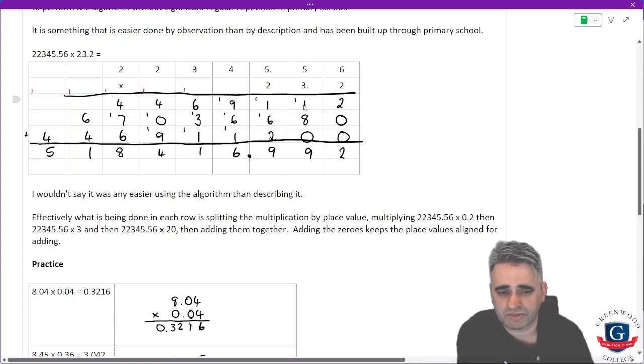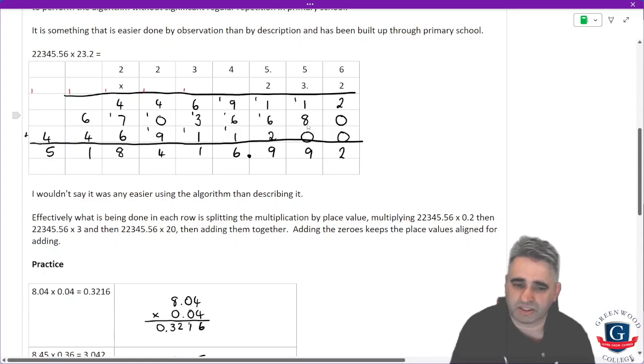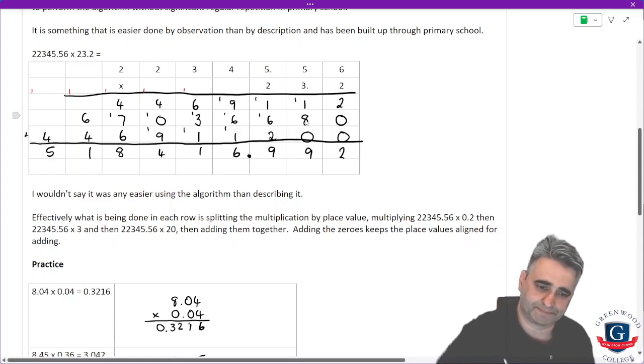2 times 5 is 10 plus 1 is 11, write down the 1, carry the 1. 2 times 5 is 10 and 1 is 11, write down the 1, carry the 1. 2 times 4 is 8 and 1 is 9. 2 times 3 is 6, 2 times 2 is 4, 2 times 2 is 4. Write down 0 to indicate that we're doing a higher place value. And that will keep the digits in the correct columns for adding later.